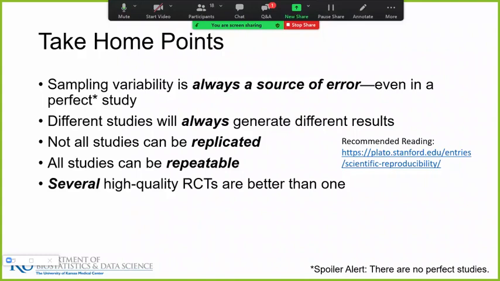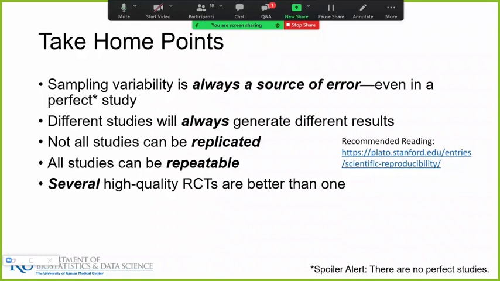Not all studies can be replicated. Even a quote-unquote perfect study has false positive and false negative error rates. We want to control them to be small, but there's still a small chance that that finding can't be replicated, even in the best randomized controlled trials. But all studies can be repeatable. That's in our control, to be transparent, to be organized, to have written justification of our decision-making and changes, and to share our methods, our data, our code, to pre-register protocols, and not engage in questionable research practices.